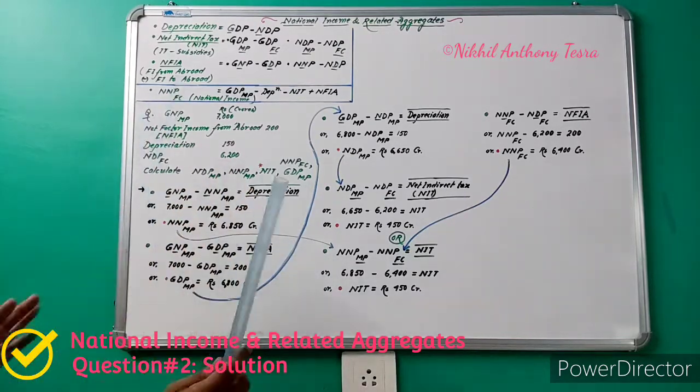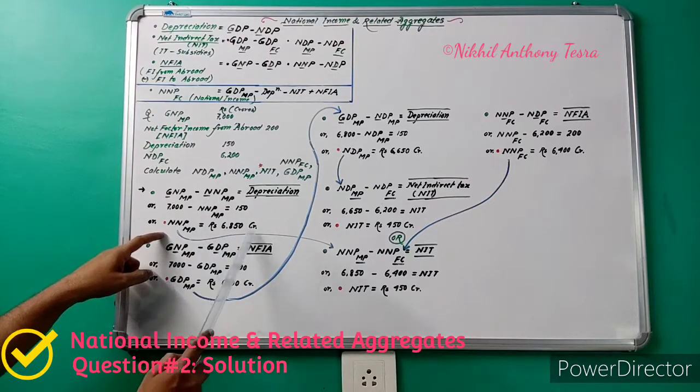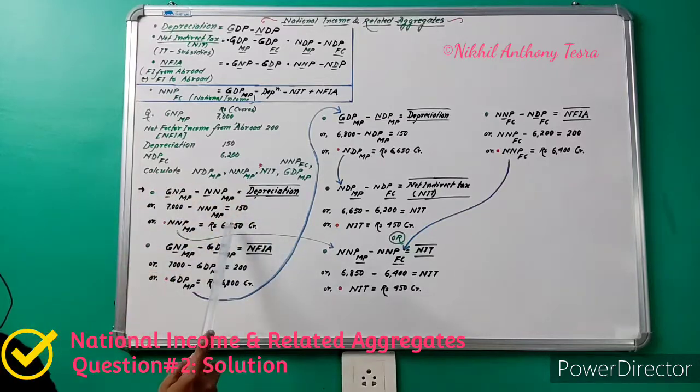Done. Now very quickly we will do. GNPmp 7000 is given, depreciation 150 is given. So you calculate, you will get NNPmp. So NNPmp is 6850 crores. So NNPmp is done. Number one is done. NNPmp, that is 6850 crores.